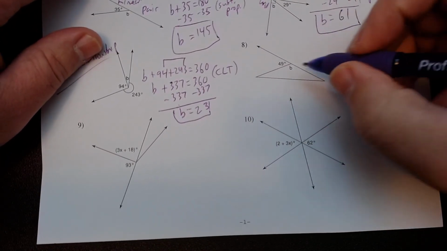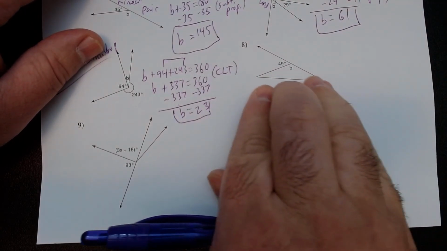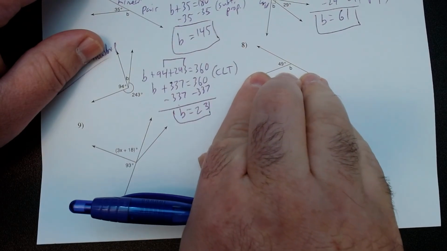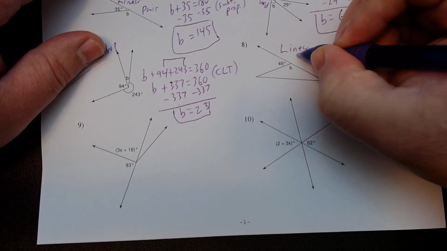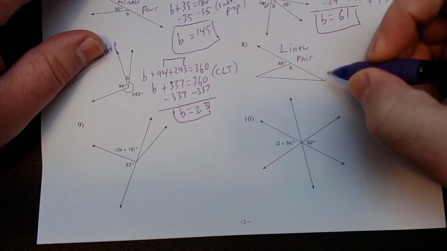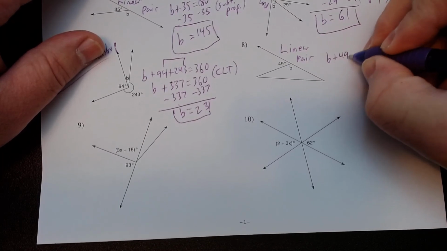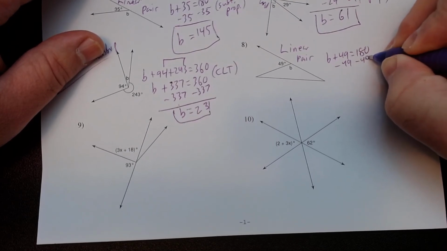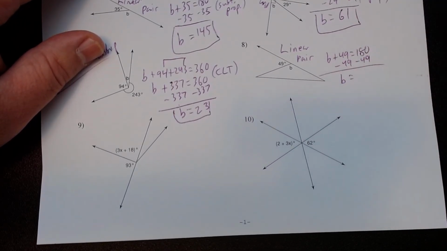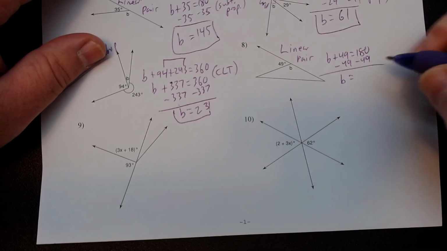Number 8, even though you see this triangle here, the triangle part's not really doing anything. The only thing that really matters is that those two angles make a straight line. So that's linear pair. And for linear pair, you add them up and equal 180. So B plus 49 equals 180. Subtract both sides. That's subtraction property. 180 minus 49 gave me 131.